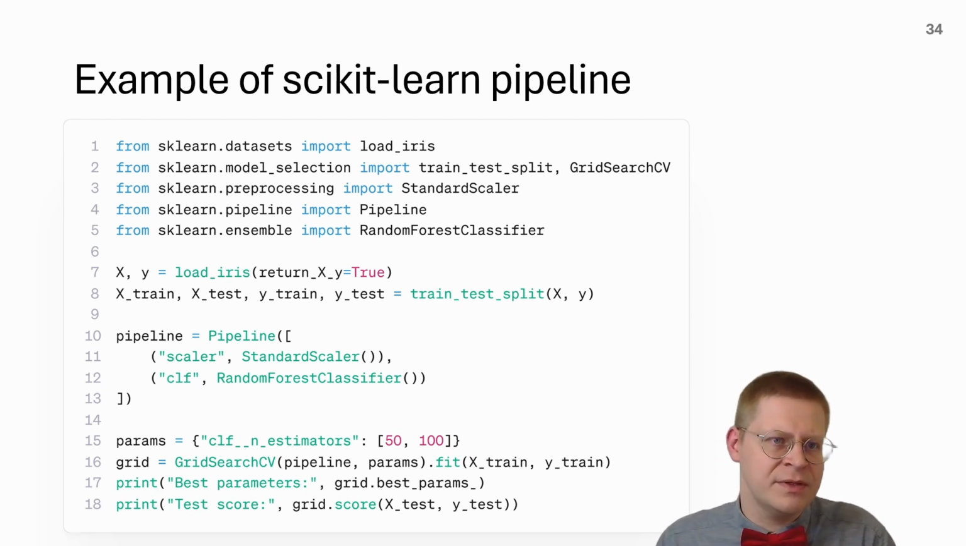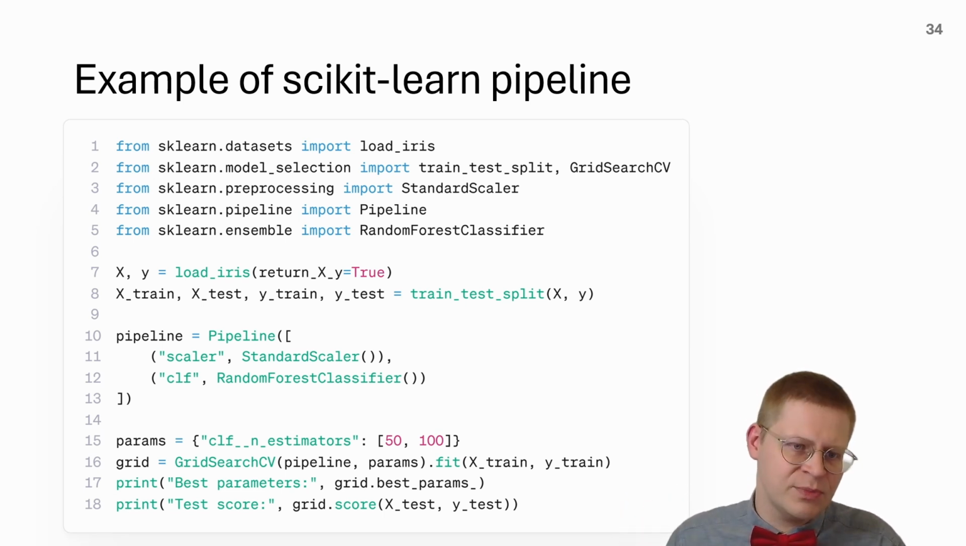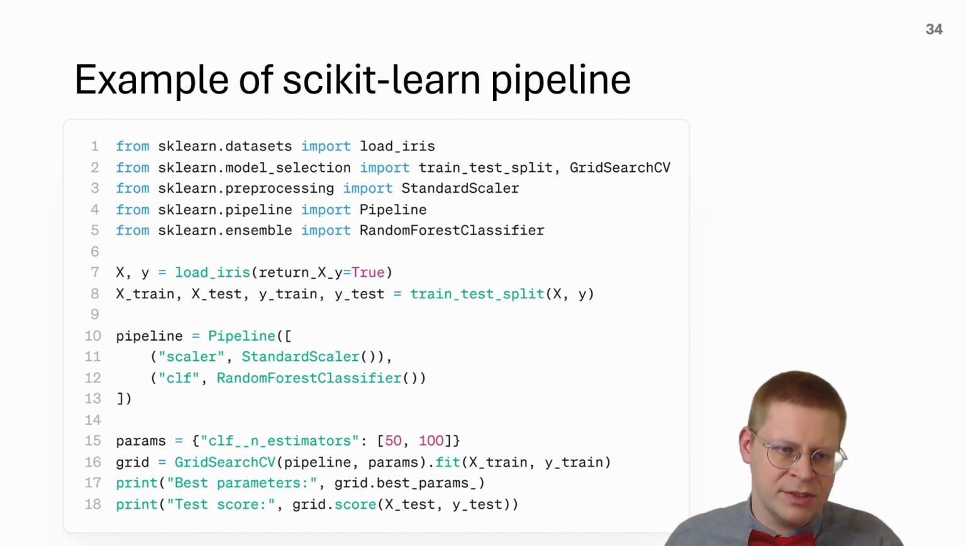First of all, we import everything we need: the dataset, the model selection, the preprocessing, the pipeline itself, and the estimator, like RandomForestClassifier. We load the data, we split the data into train and test, and then we define the pipeline. So we'll have the scaling part, the preprocessing via StandardScaler, and the classification part with the RandomForestClassifier. We define the parameters, and then we apply the grid search to the whole pipeline. We find the best parameters, and then we get the best possible score of the best possible pipeline, since we already know the optimal number of estimators.